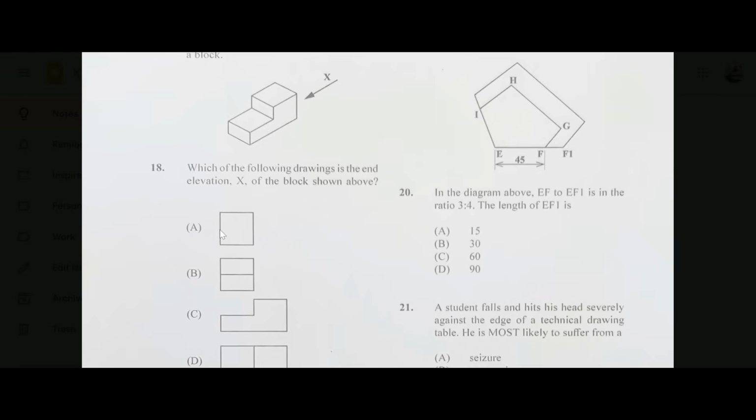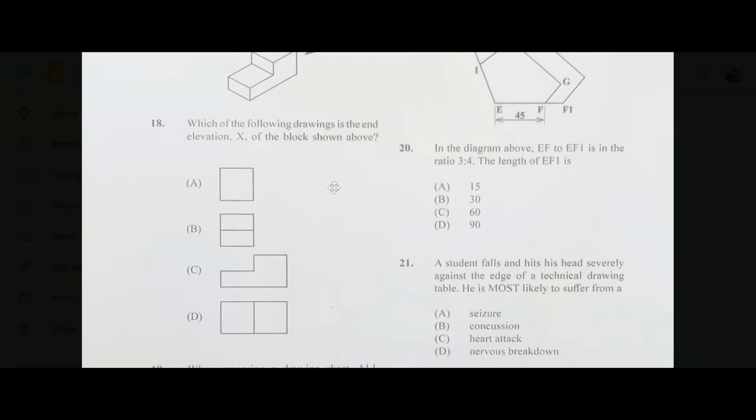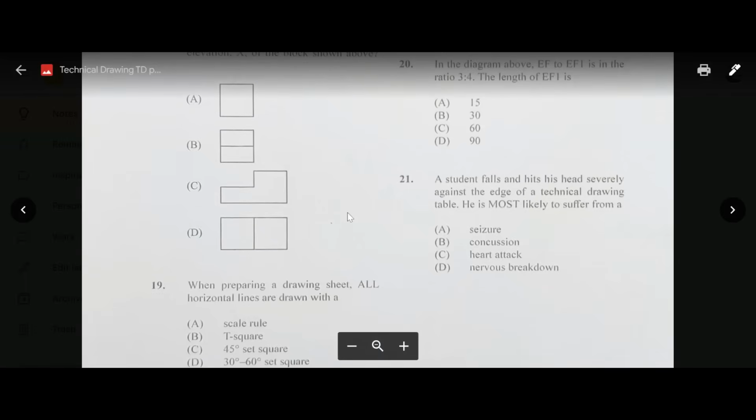The answer should be a rectangle like this with a hidden line across the center, right? Should be a hidden line across the center. So it can either be B, but this is a solid line, but this line should have been hidden. So the answer most likely may have been B or could have been A if they had put a hidden line here. All right, so I'm sorry about that, but I hope you understand.